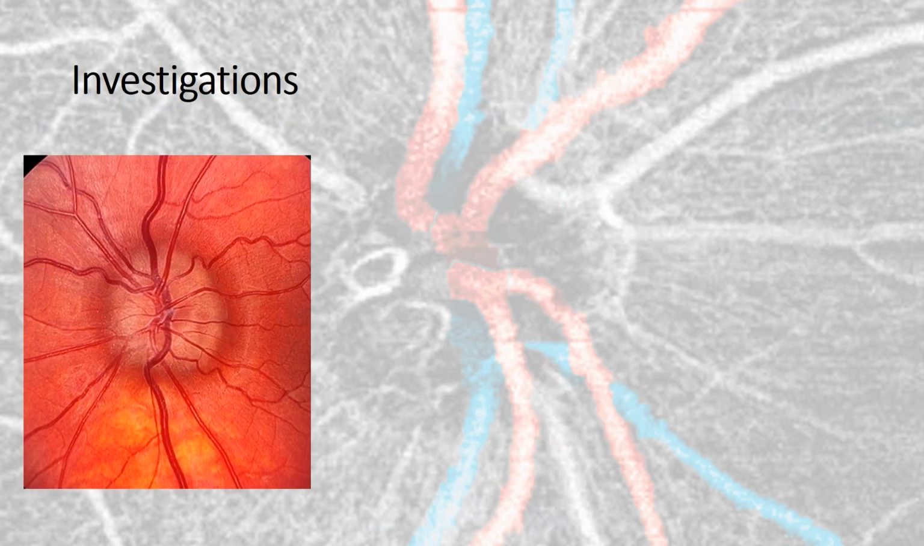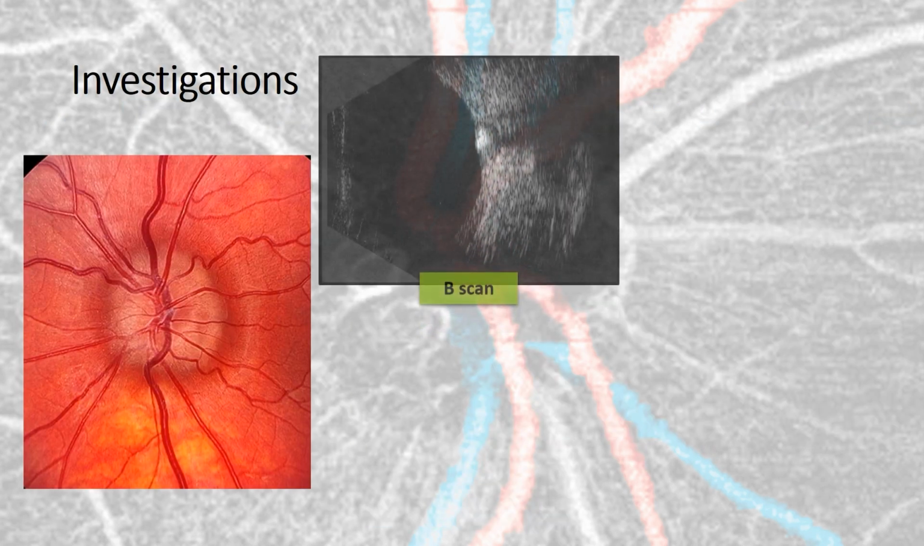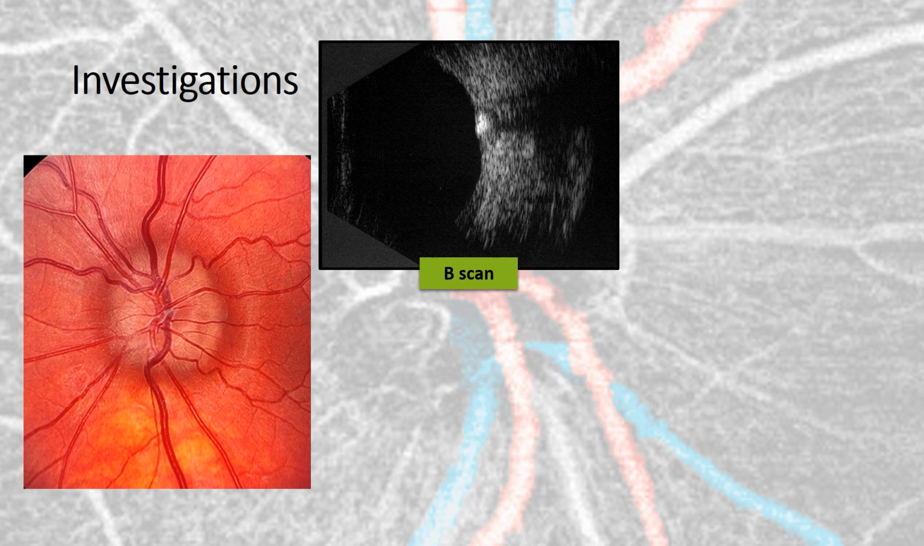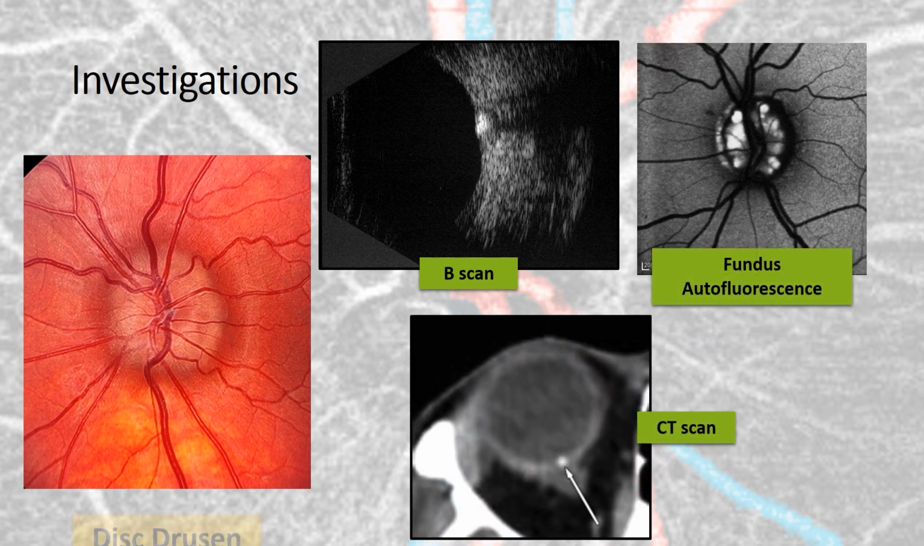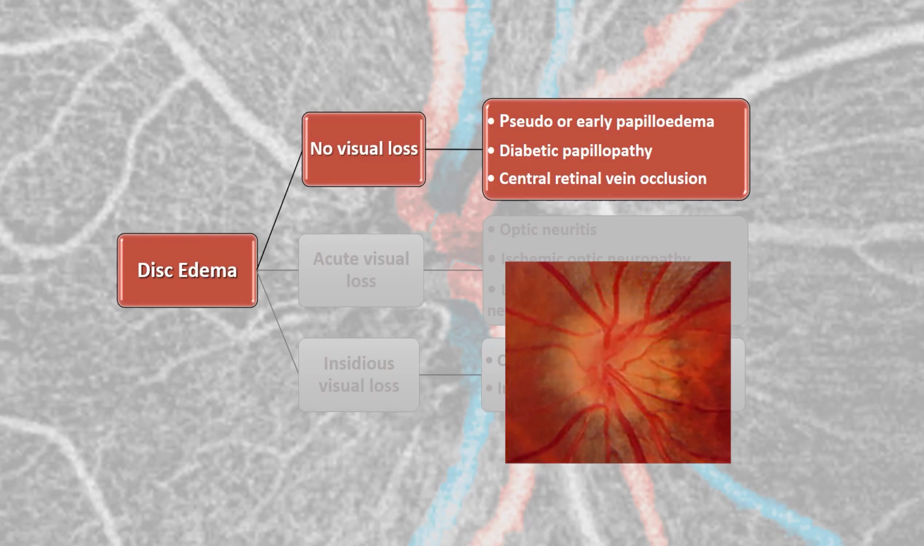Coming back to this pseudo disc edema, the B scan shows a calcific appearance, it is positive on fundus autofluorescence, and it is confirmed on CT scan that this is a disc drusen. Similarly, in this kind of a disc, looking at the refractive error, we can say it's a myopic disc.